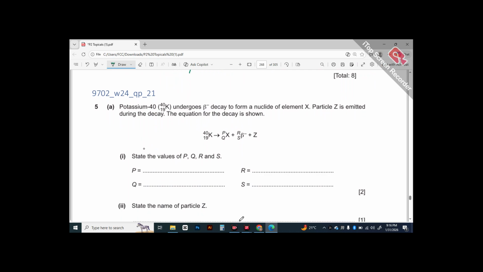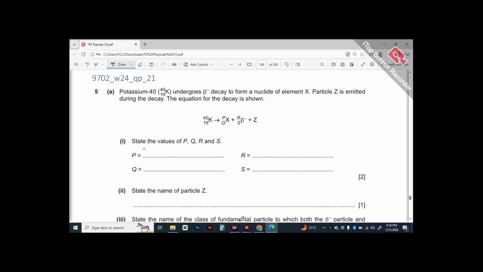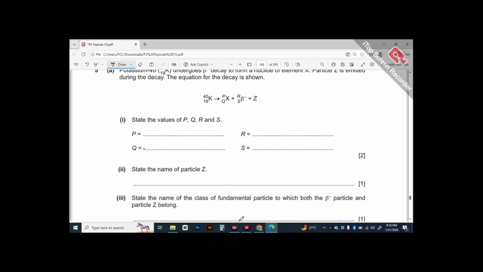The next they are saying potassium 40 undergoes beta negative decay to form a nuclide of element X. Particle Z is emitted during the decay. Like potassium decayed, we have got beta, along with particle Z, and now the daughter nucleus is X as well. Now they are asking us to state the value of P, Q, R and S. The first thing that comes to my mind and yours is how is it possible that I have unknowns on the right side. It's like how can I equate it? And the same is the case with masses as well.